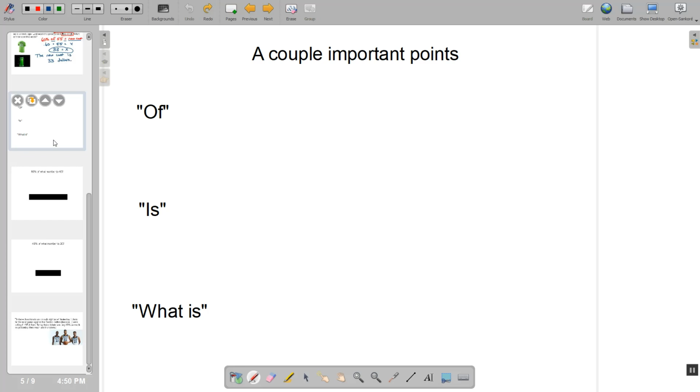For the video retake, I'm going to talk about the keywords again. "Of" or "percent of" means multiply. Very important for these problems. "Is" or "is equal to" always means equal sign.